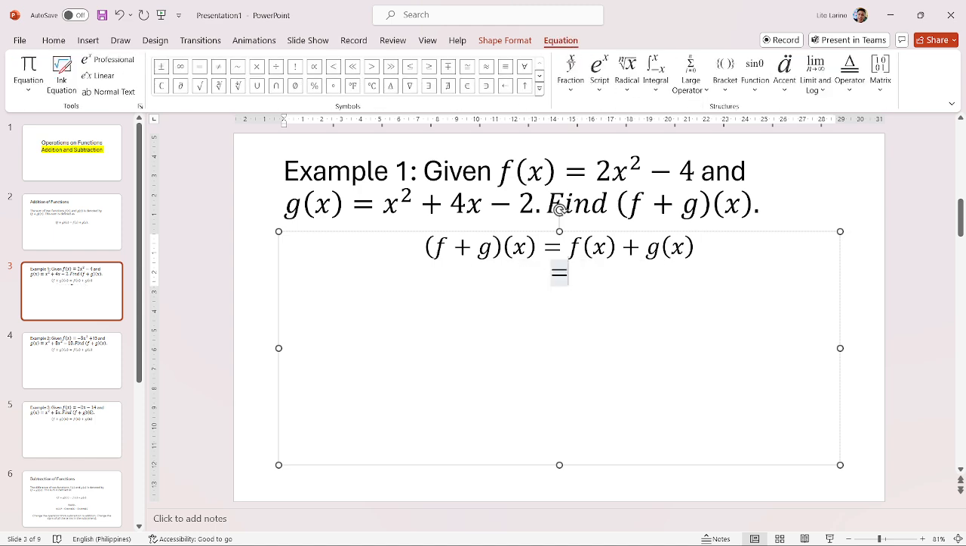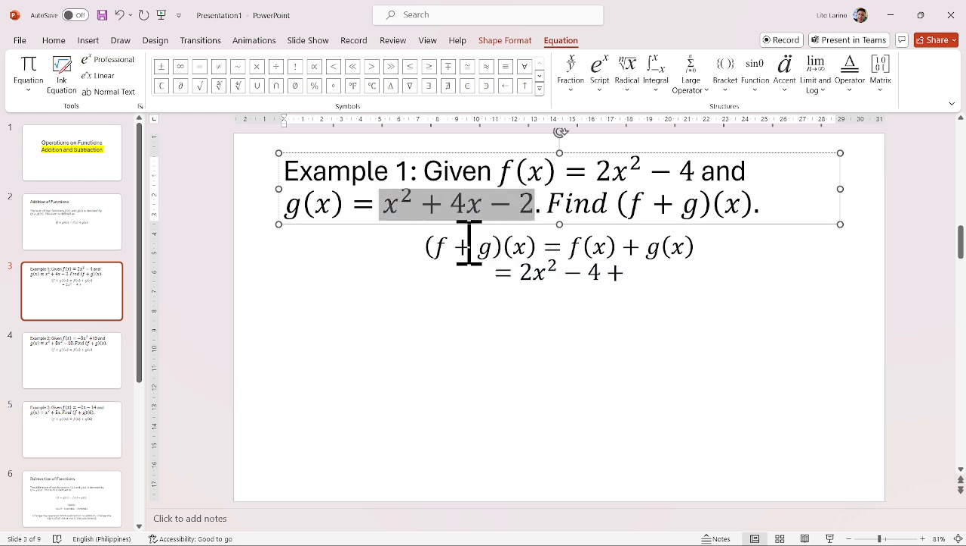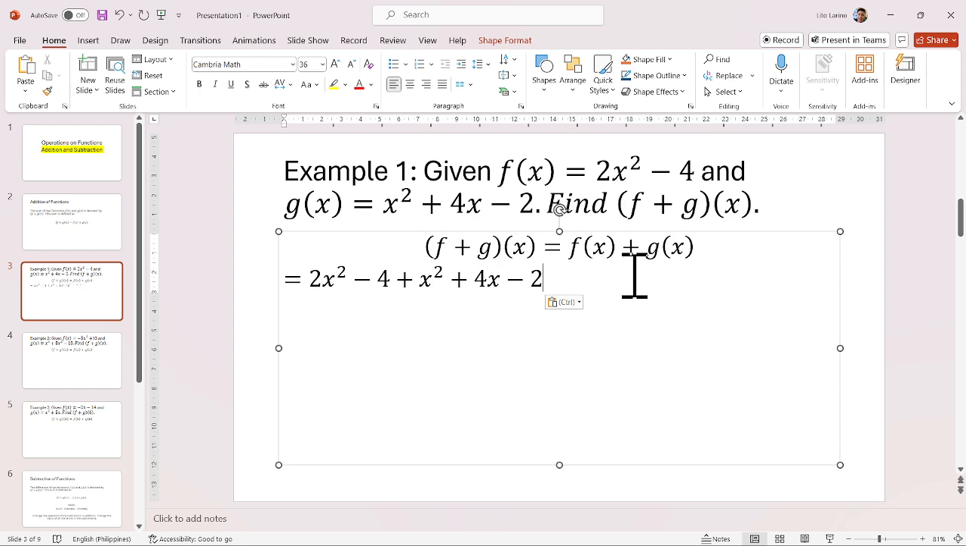We have f of x is equal to 2x squared minus 4 plus g of x. We have our g of x here, x squared plus 4x minus 2. And to add these two expressions, we are simply just like adding polynomials. If you could still remember your lesson in adding polynomials.